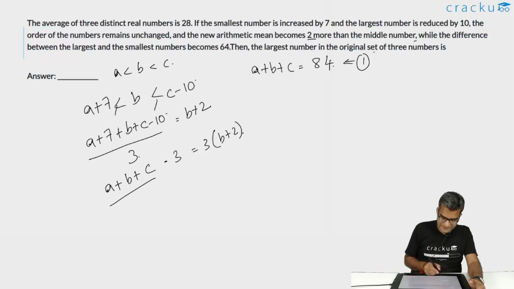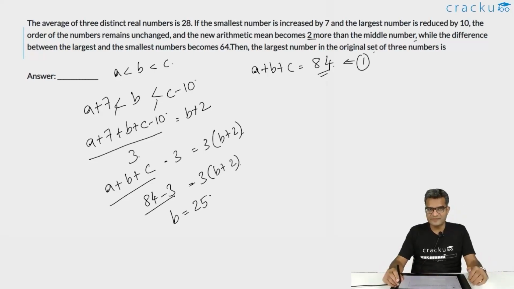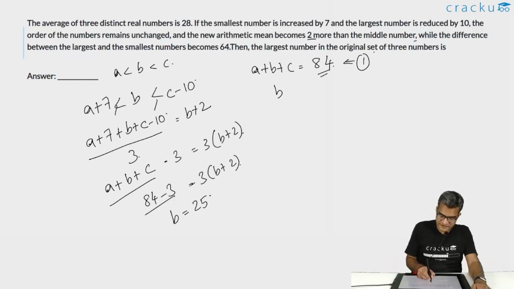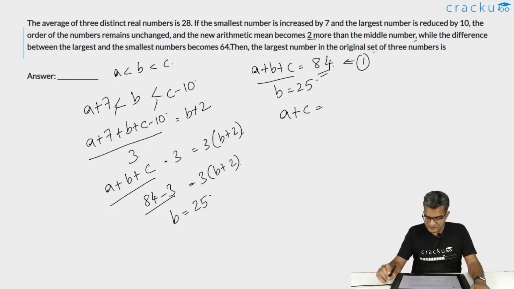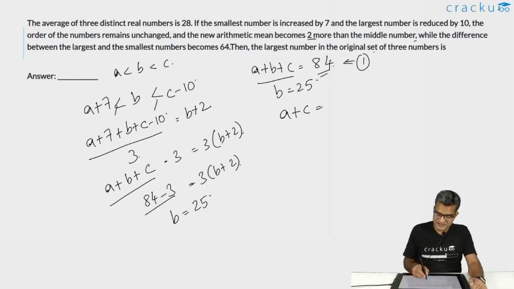Now we know that A plus B plus C is basically equal to 84. This is already known to us. So this is 84 minus 3 is equal to 3 times B plus 2, or B is equal to 25. Because 84 minus 3 is 81, divided by 3 is 27, B plus 2 is 27, so the value of B is 25. If the value of B is 25, the value of A plus C can be calculated. What is the value of A plus C? That will be 84 minus 25, which is 59.